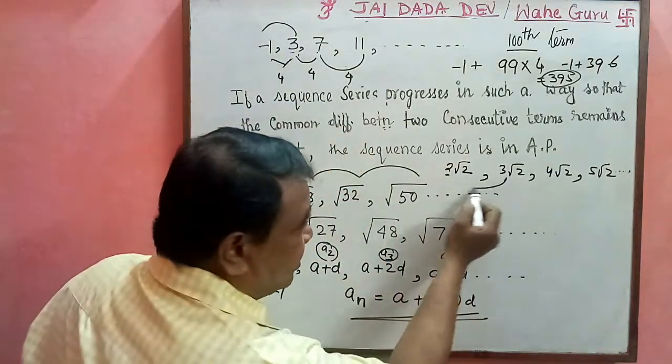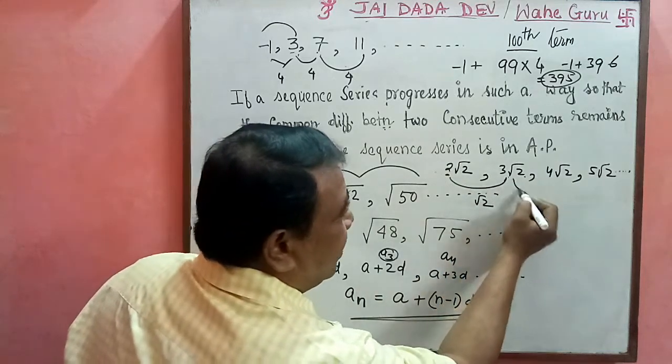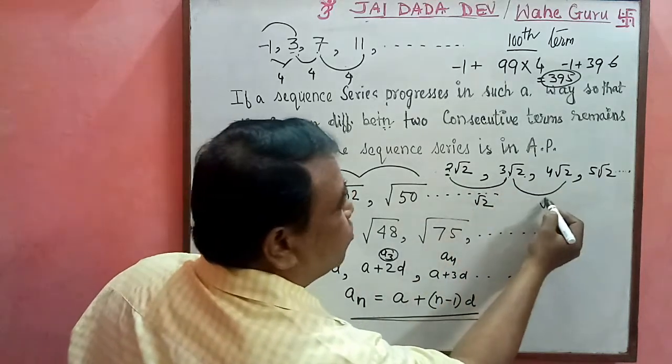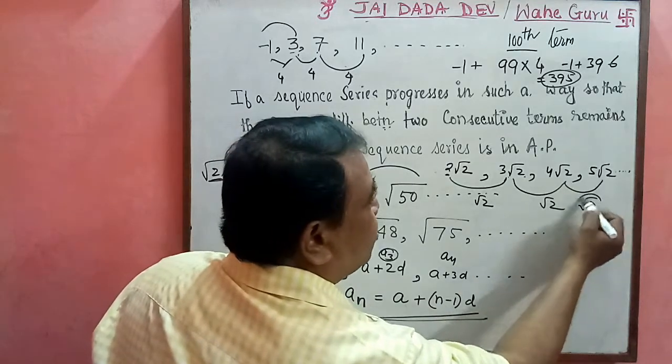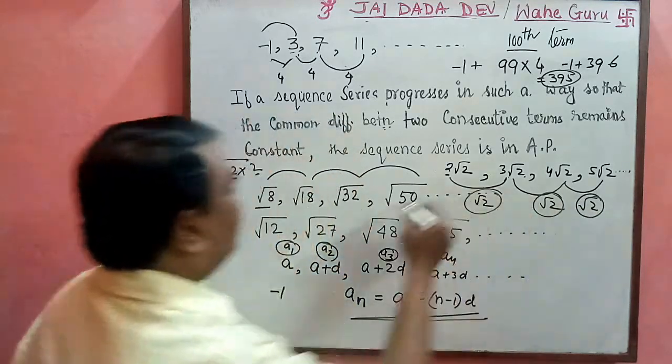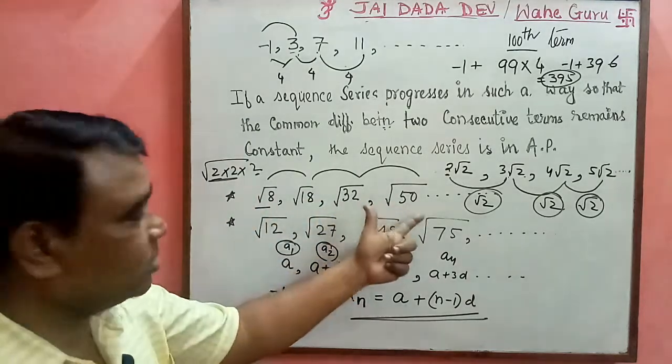So the difference between these two is 3 root 2 minus 2 root 2, which is root 2. Again, 4 root 2 minus 3 root 2 is root 2. Again, 5 root 2 minus 4 root 2 is root 2. So the common difference is the same. So definitely this sequence is an AP. There's no doubt about this.